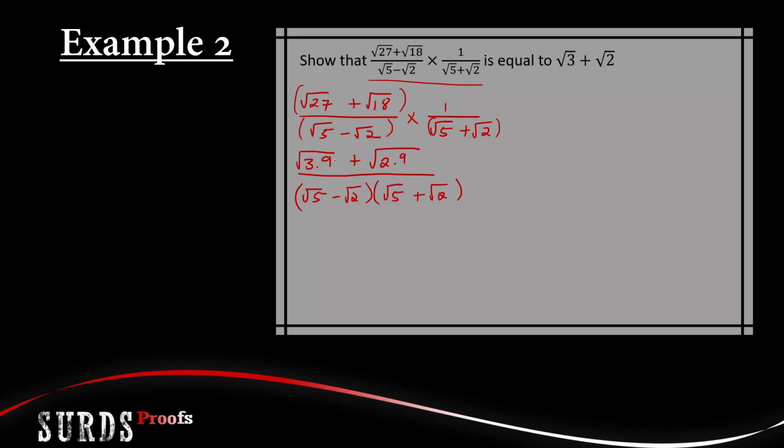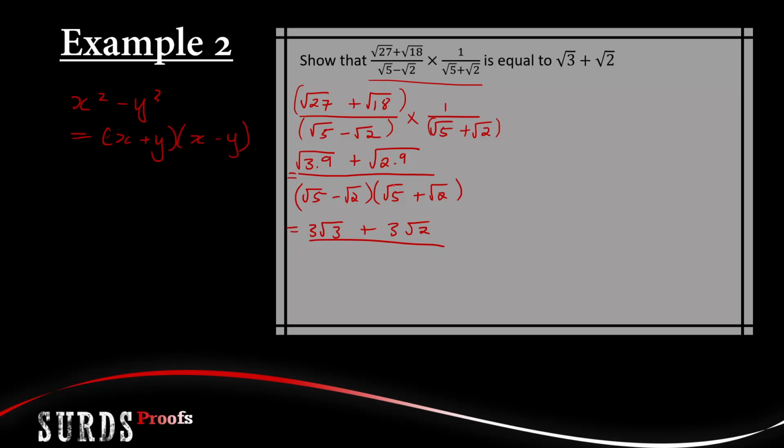Alright, these 9's come out. They are 3 square root of 3 plus 3 square root of 2, all over... Now this looks like a difference of squares, and we know that when we factorize a difference of squares we get x plus y and x minus y.